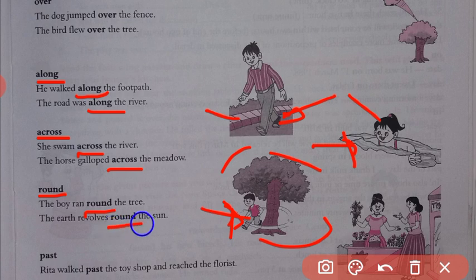The earth revolves round the sun. Here also the earth and the sun both are objects, but one goes round and round the other, and here it is clearly said the earth revolves round the sun. That means one object is in circular motion around the other. So here round is used as a preposition.